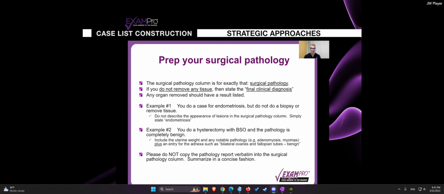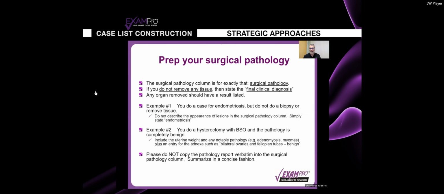Because you did a BSO, I expect to see something in that surgical pathology column that mentions the ovaries and fallopian tubes. If they were completely benign, it'll say something like bilateral ovaries and fallopian tubes benign, or benign fallopian tubes and ovaries. The word bilateral is not necessary if you actually removed both and you have the letter S after ovaries and after tubes. But again, the point I'm making is I see a lot of times where a structure is removed, like a fallopian tube or possibly an ovary, and it's not mentioned in the pathology column.